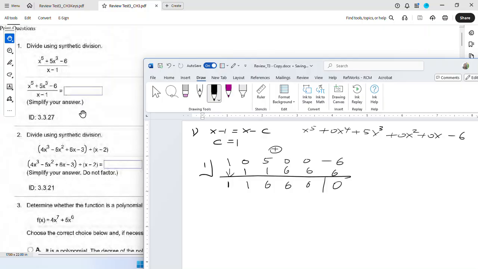Okay, so that means I can write down my quotient. This will be 1x to the power of 4, because it is 1 degree lower than the dividend here. Plus 1x cubed plus 6x squared plus 6x plus 6. All right, so that will be this division. Okay, using the synthetic division, make sure you supply the 0 for the missing term.